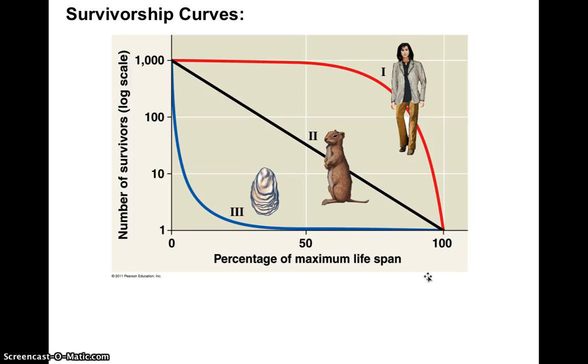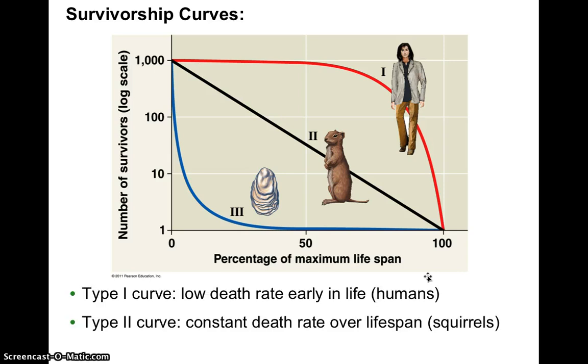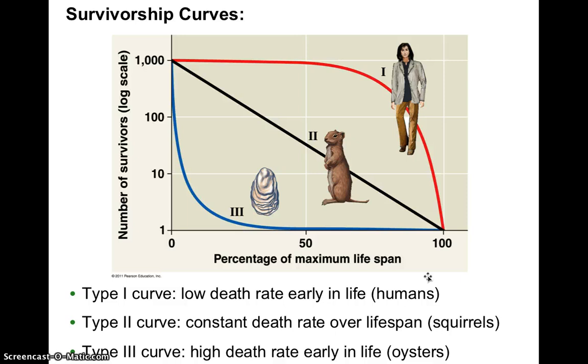This is a survivorship curve. So type 1 is basically very human-like. You have a very low death rate at the very early stage of life. Babies usually don't die because we take care of them. So you live for a very long time, and then you slowly die when you grow to older age.